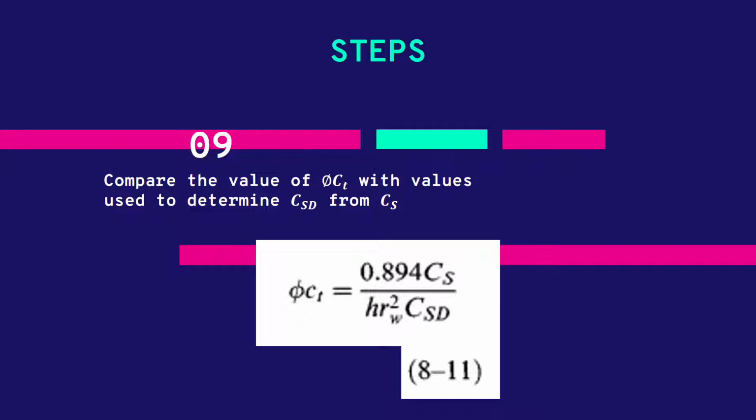So we will get phi CT equal to 0.894 CS over h r_w squared CSD. One of the main features of these type curves is that they permit detection of the correct straight line in a conventional semilog plot.